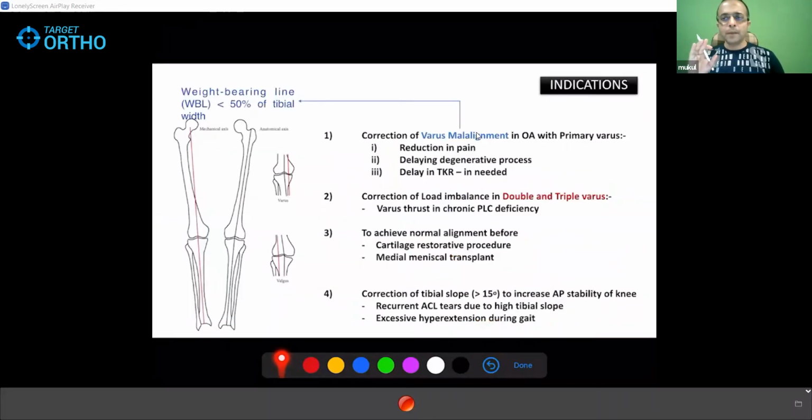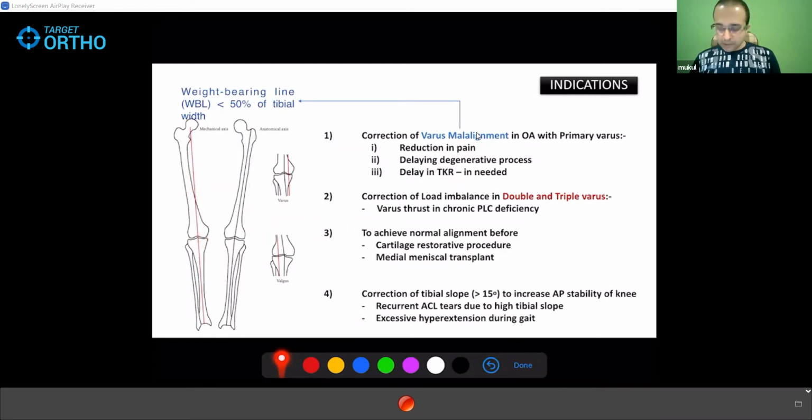First of all, the indications of osteotomy. You do it when varus malalignment is there along with osteoarthritis, in a case with a primary varus, to reduce that pain and delay the degeneration and the need for a TKR, as we have just discussed. And what is meant by varus malalignment? I have to be very clear. Center of the femoral head, center of the ankle. What I've drawn over here is that mechanical axis. This generally passes somewhere in the center of the knee.